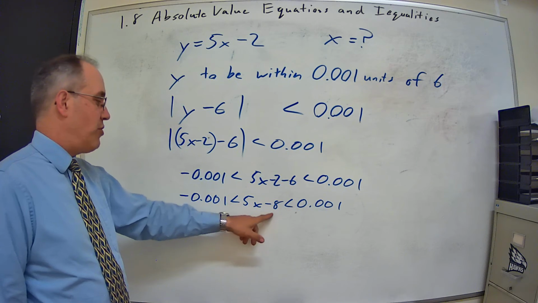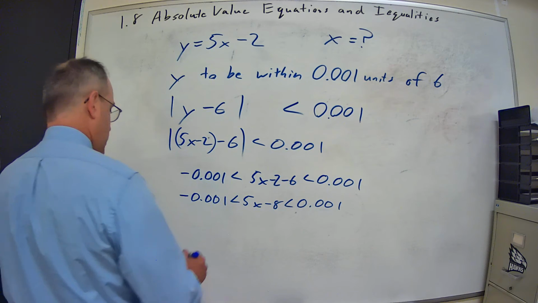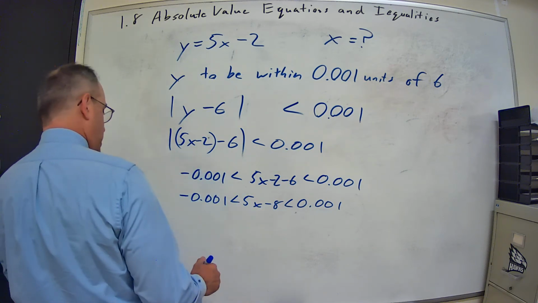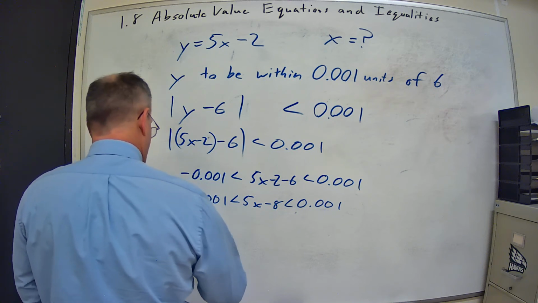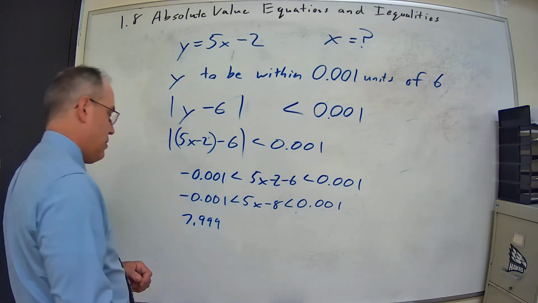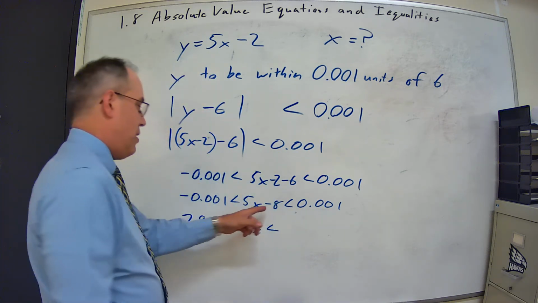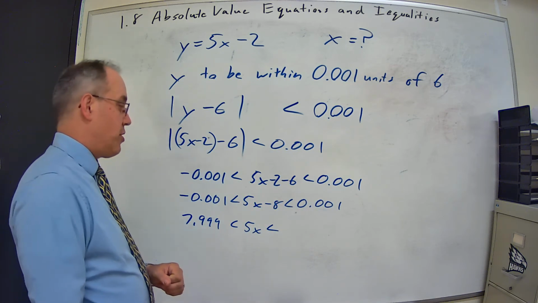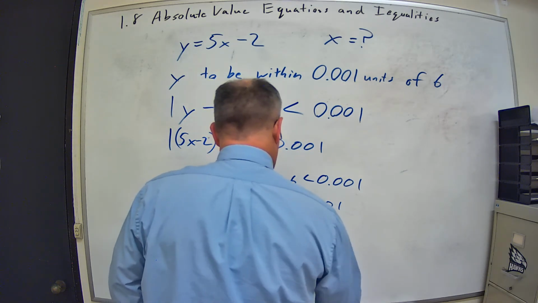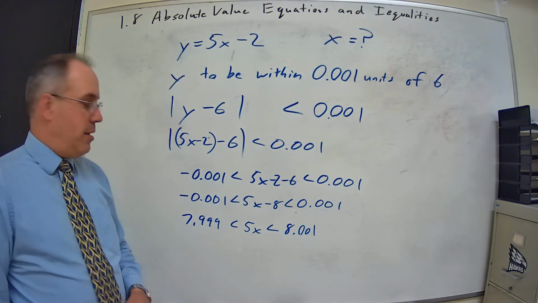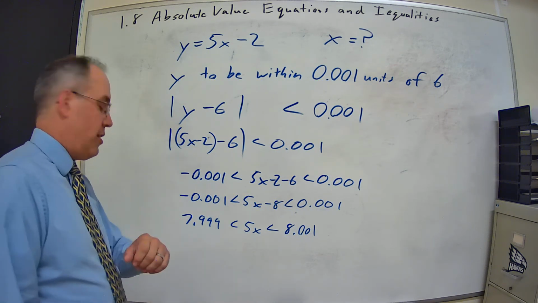Trying to get x by itself, so I'm going to add 8 to both sides. 8 minus 0.001 gives us 7.999 less than 5x less than 8 plus 0.001 gives me 8.001. And then a final step here, I need to divide all the sides by 5.